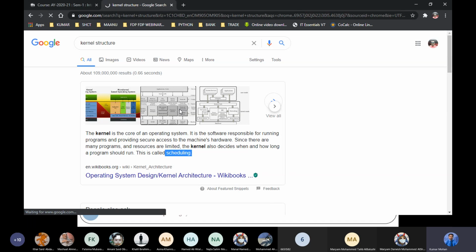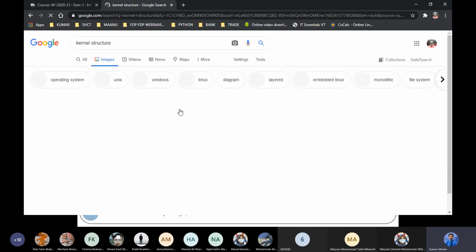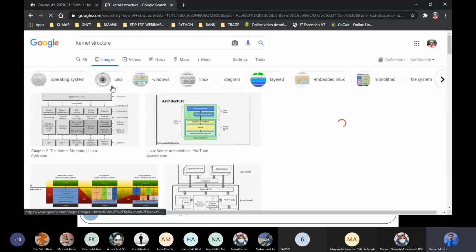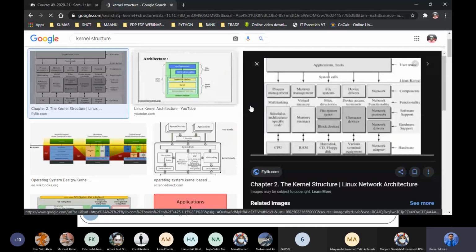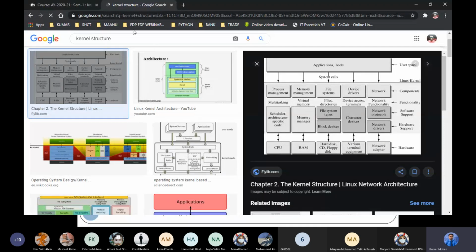I just want to show you how exactly the kernel looks. As I told you, we have different kernels for different operating systems, but almost 80 to 90 percent will be the same. Here you see the application tool. We have the system calls. This is the detailed study about the kernel.